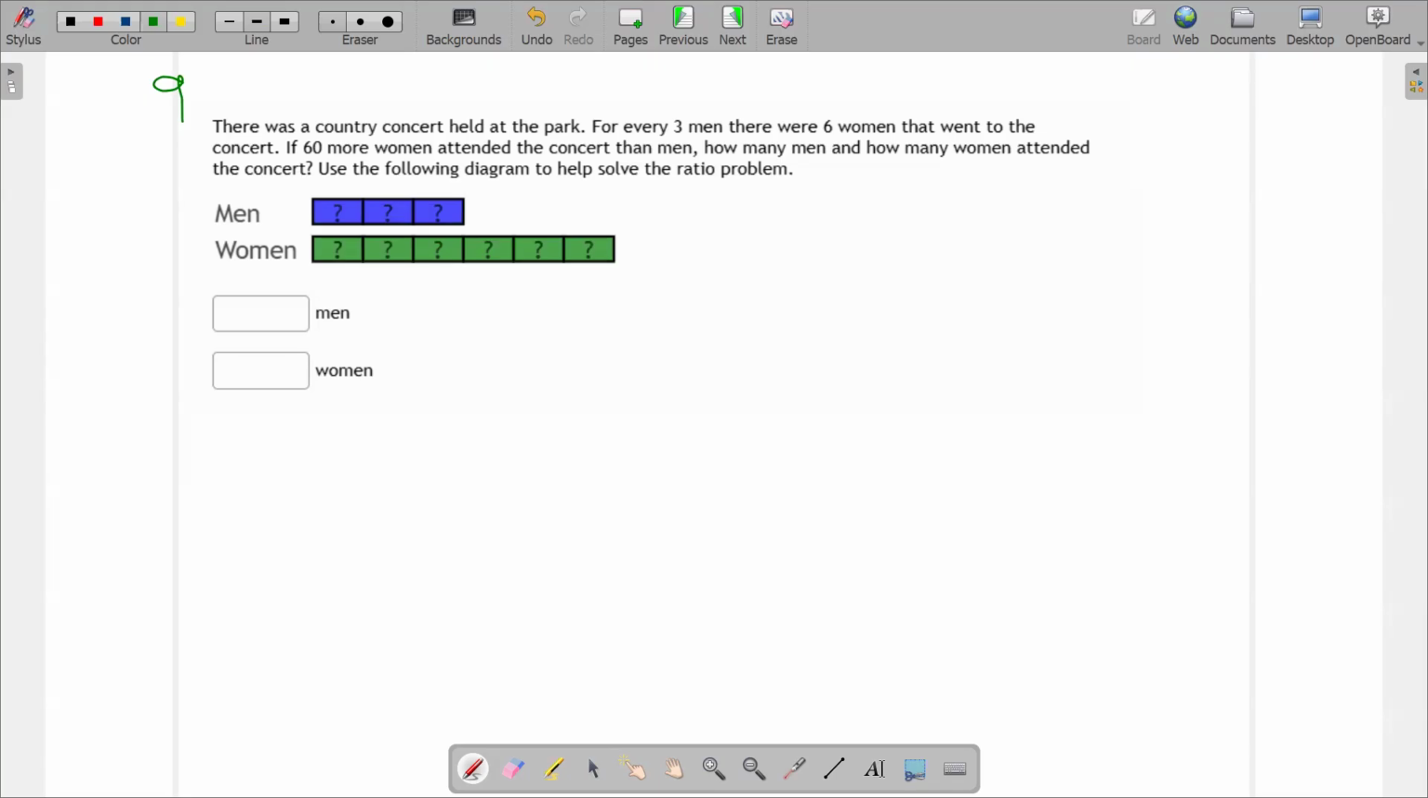So instead of setting up a proportion to solve this, I'm just going to try and use the diagram. They're showing me a picture of that ratio of 3 to 6, men to women, right? 3 blocks for men, 3 blocks for women. So the first thing you should do is redraw that picture to the best of your artistic ability, and you can skip the question marks in the middle. And next, this is already in the picture.